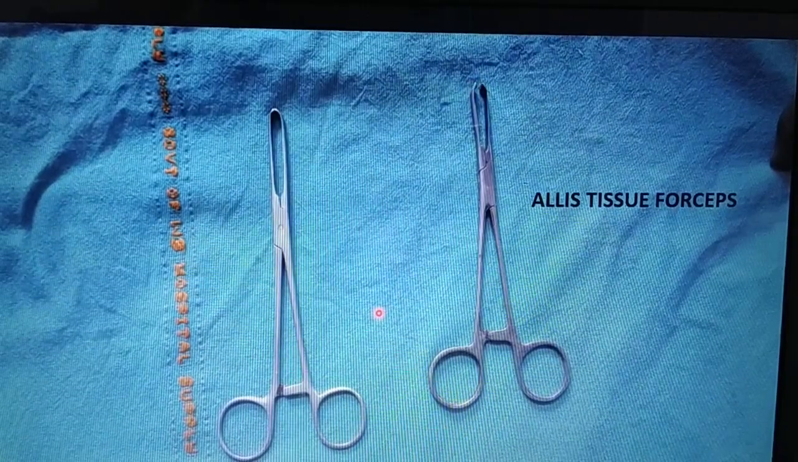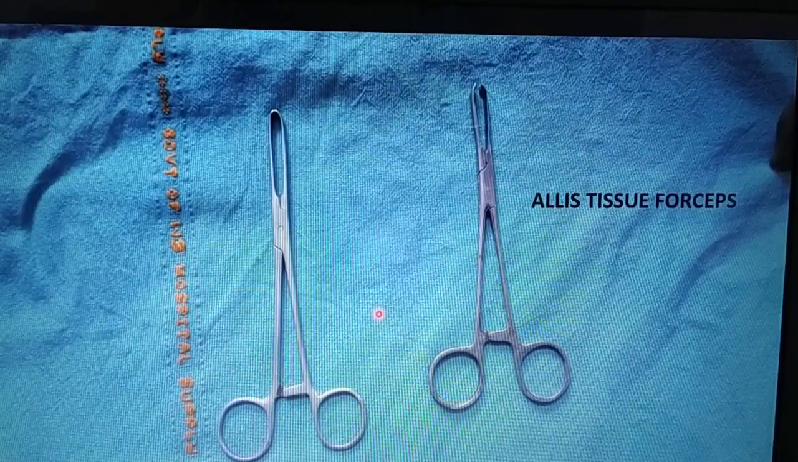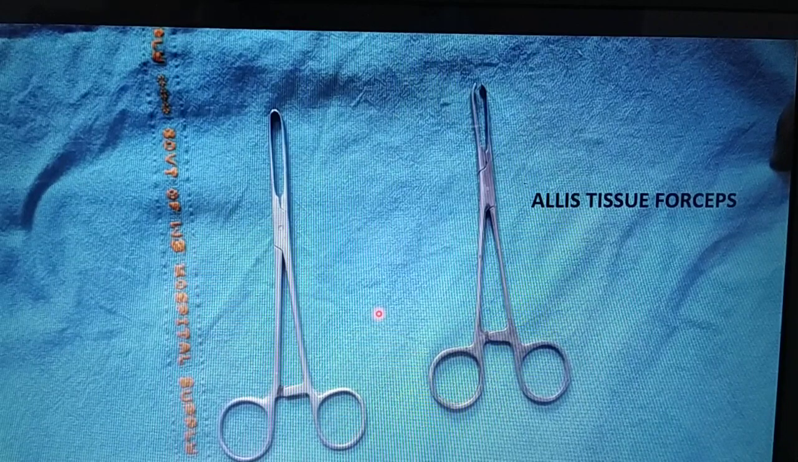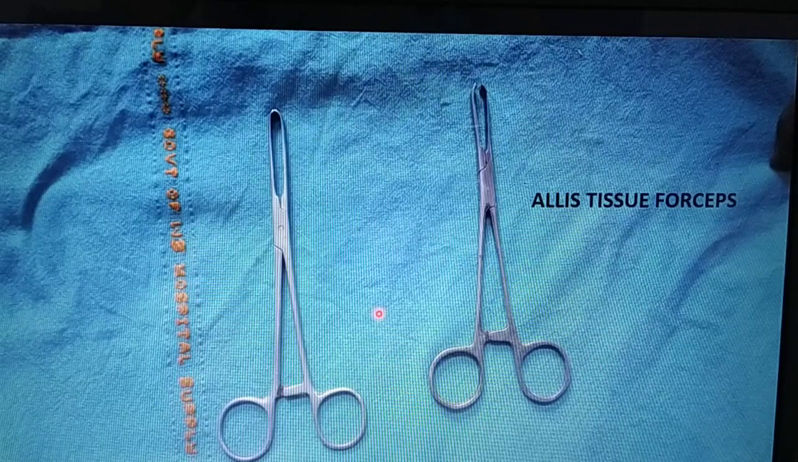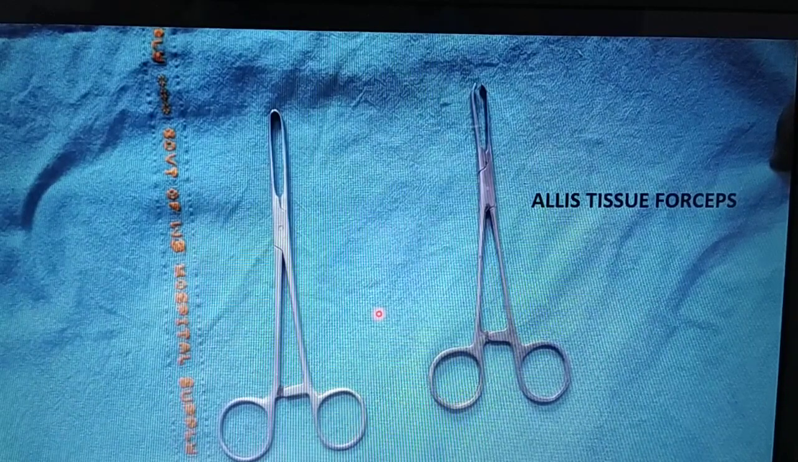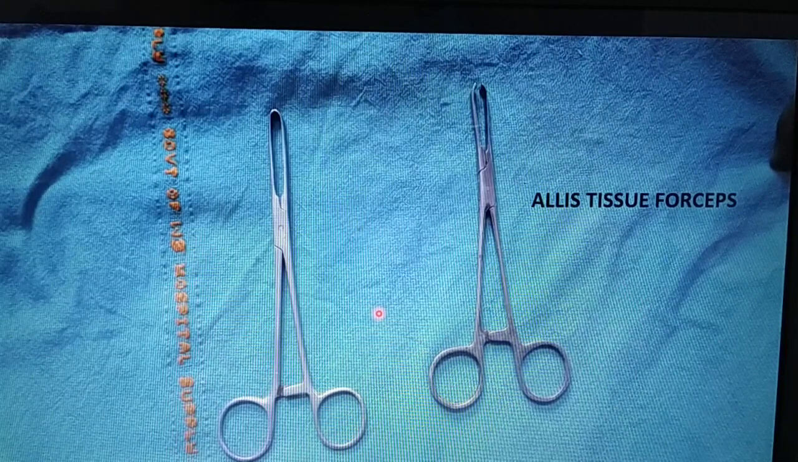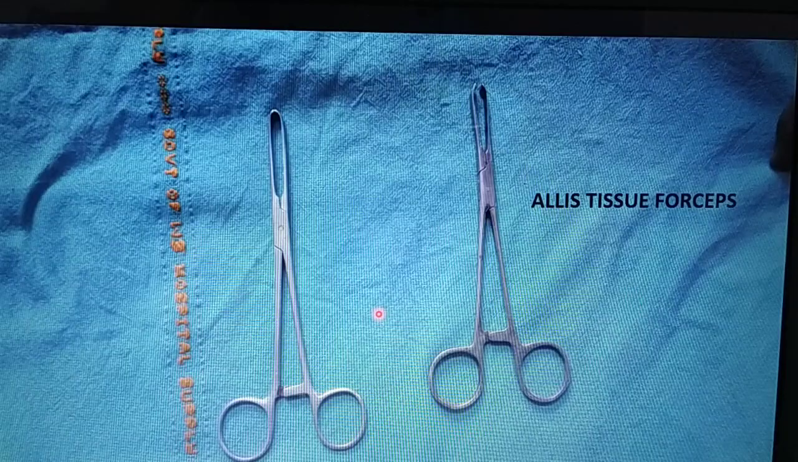Uses of this instrument are: during laparotomy through the midline incision, skin margins are retracted by applying Allis tissue forceps. The linea alba may be lifted up by applying Allis tissue forceps while incising the peritoneum. While closing the midline incision, linea alba may be held up by Allis tissue forceps. It is used to hold the skin margins during incisional hernia operations.